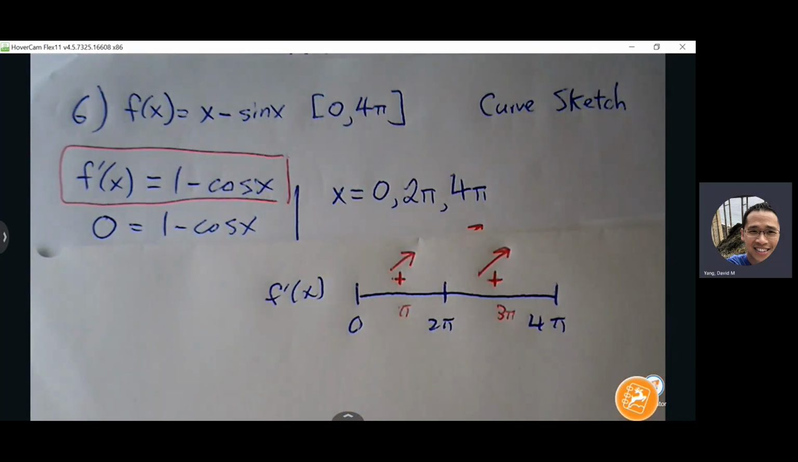Typically the graph I give you will be rising and falling, but in this case the graph is rising on both intervals, so there's no relative max or relative min. The graph just increases, it flattens for a moment, but it continues increasing.